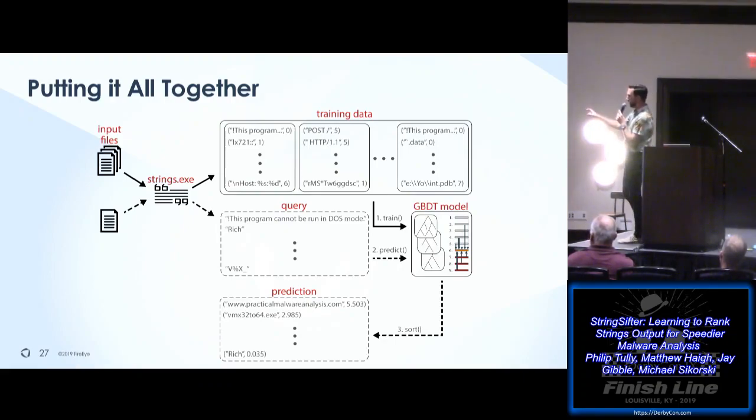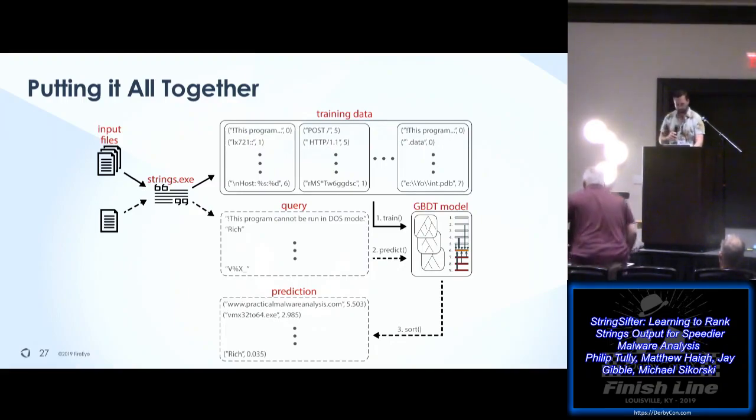We have an input query, which is something like a strings output that the algorithm has not been trained on. And so we have our training data that we use to build our model with. And then we take the query and make predictions from that trained model. And finally, you have our prediction. And so after a sorting step with those scores, you can get back this stack ranked list of strings. And the goal here, again, is to make the malware analyst's life much easier. And so I'll hand it up to Jay.